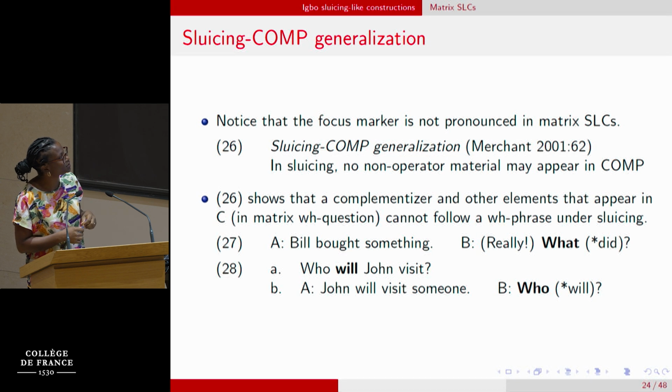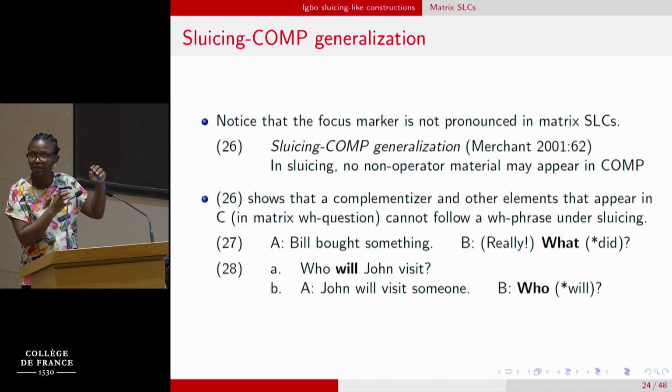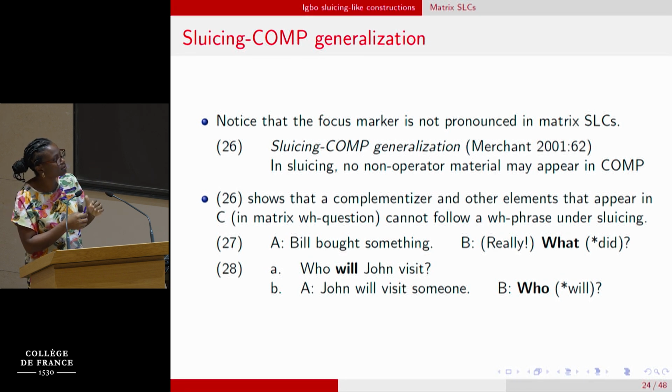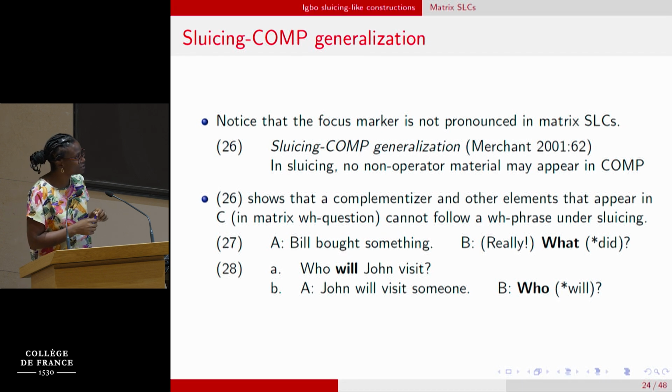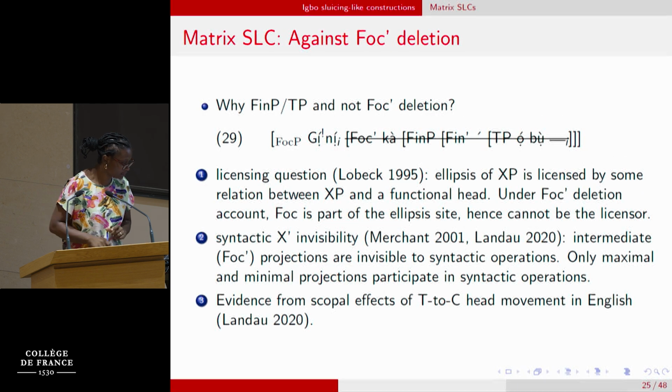So 26 and 27 are just to give an example of what the sluicing comp cross-linguistic generalization looks like. In non-ellipsis cases, we can have elements like who or did, in WH cases like "what did Bill buy" or "who will John visit", but in cases of sluicing, we do not get those elements.